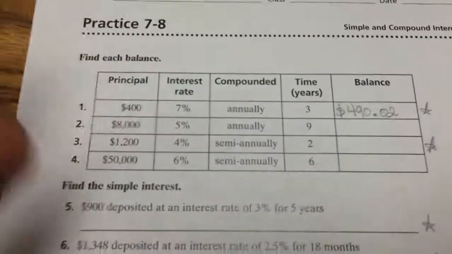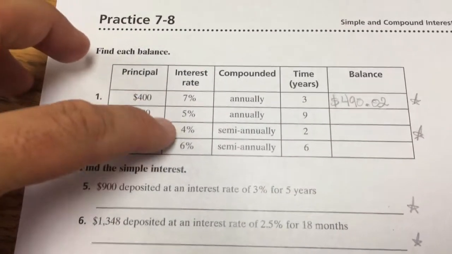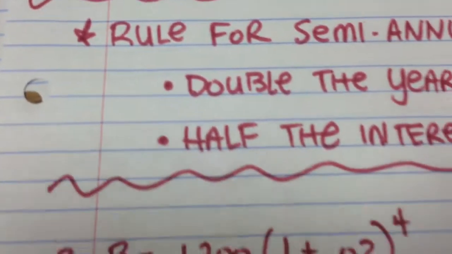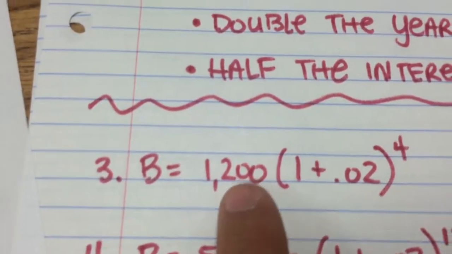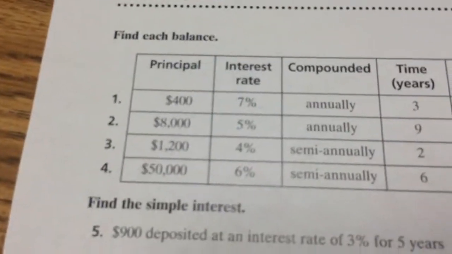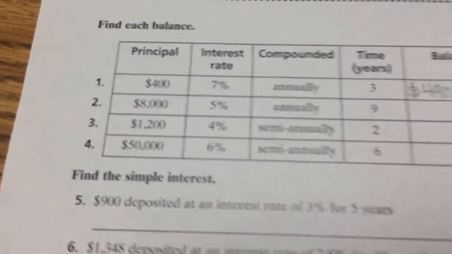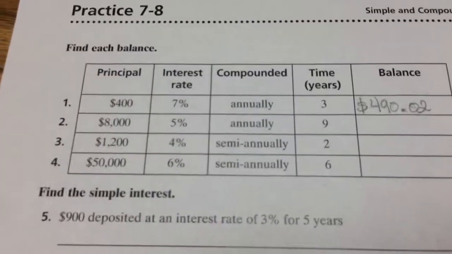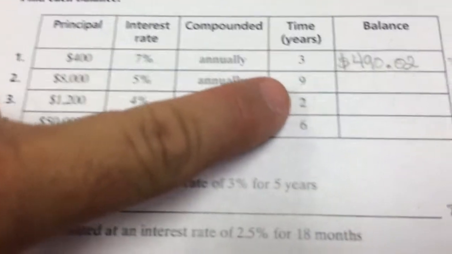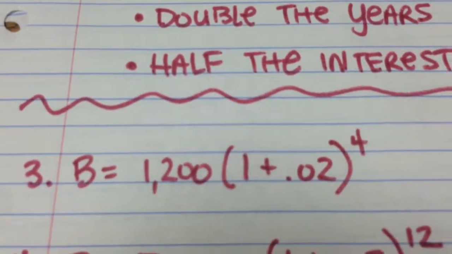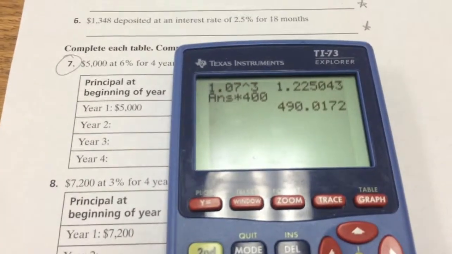So number 3, we've got our principal of 1,200, our interest rate, which is 4, and our number of years, which is 2. So let's come over to our equation, and you can see I have my principal here of 1,200. I have 1 plus 0.02. I got that by taking the 4% interest rate and cutting it in half, which is what I'm being asked to do. And then I raise it to a power of 4 because even though there are 2 years, I know that twice a year, 2 times 2 is 4. So that's going to be my equation right there. B equals 1,200 times the rest of that. So let's plug it in to my calculator.